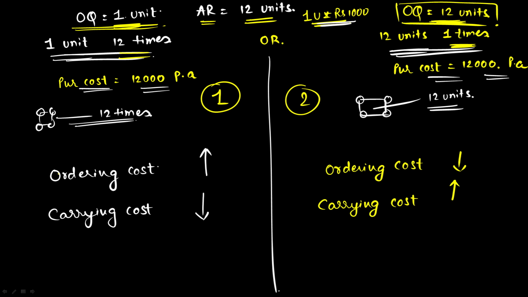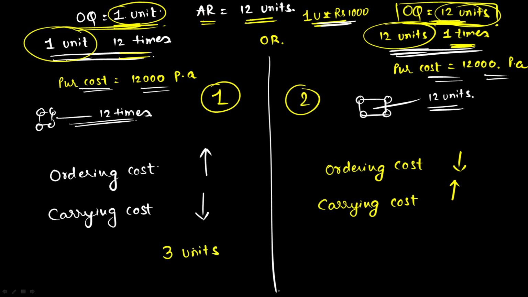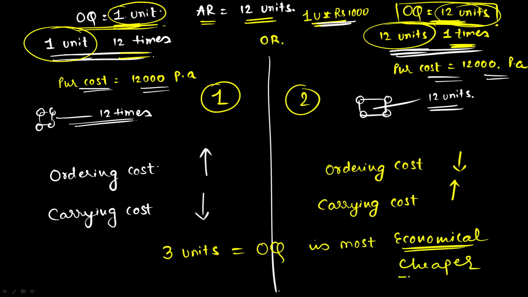Alright. Suppose, what is this answer? Ordering quantity? 1 unit. Ordering quantity? 12 units. If I say you, please try to concentrate with the answer. 3 units. 3 units ordering quantity is most economical. Economical is cheaper.